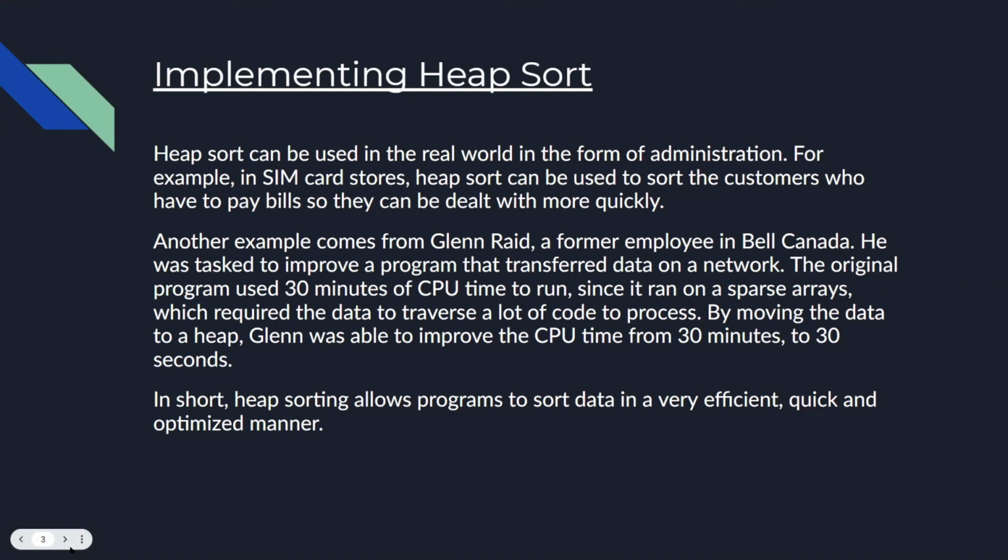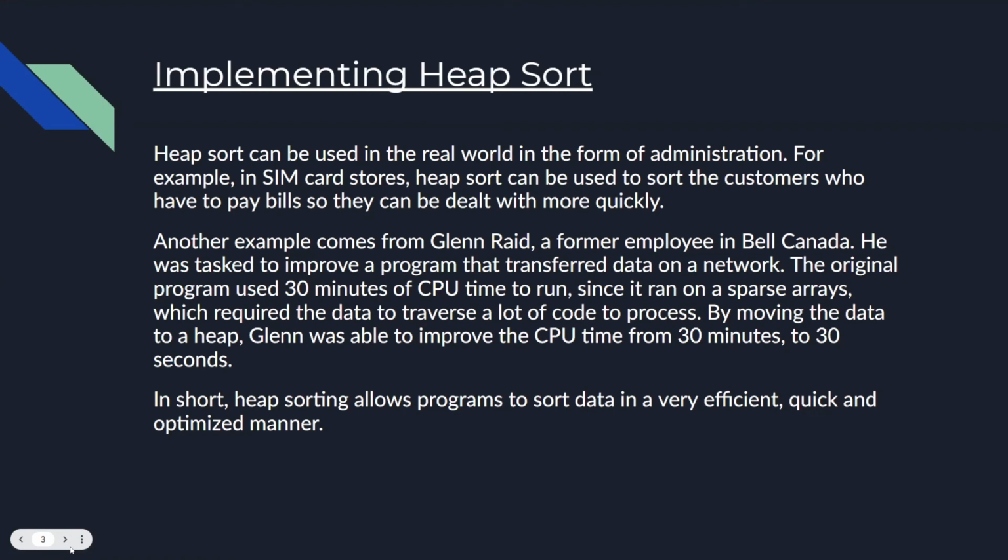The original program used 30 minutes of CPU time to run. So Glenn Raid was tasked to optimize and improve the system so it would run quicker and use less CPU time. The original program used 30 minutes of CPU time because it ran on sparse arrays, which basically requires the data to traverse a lot of code to process.